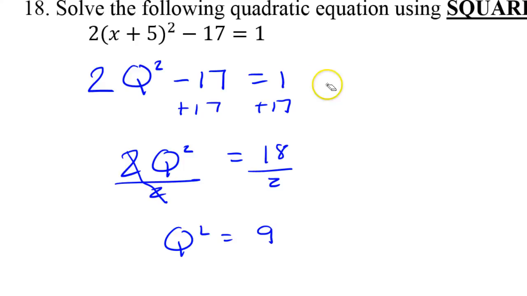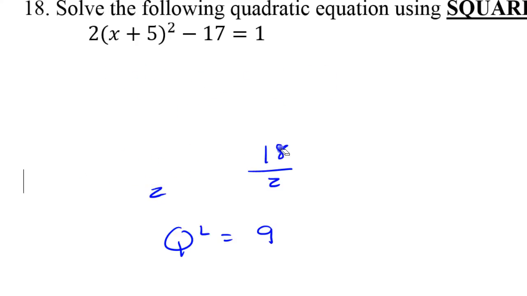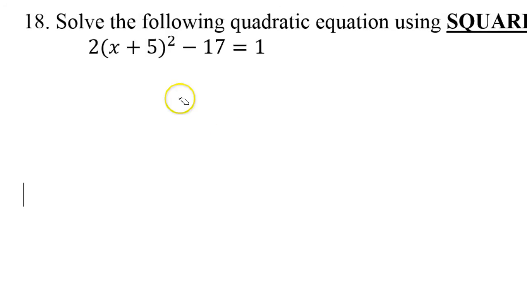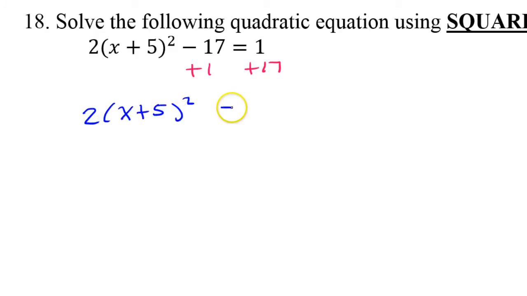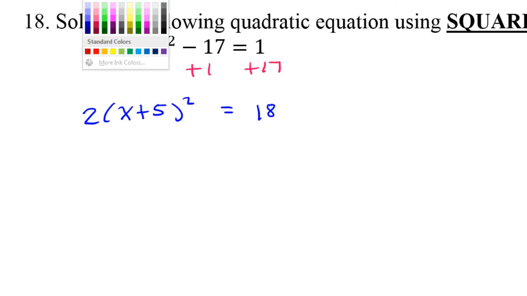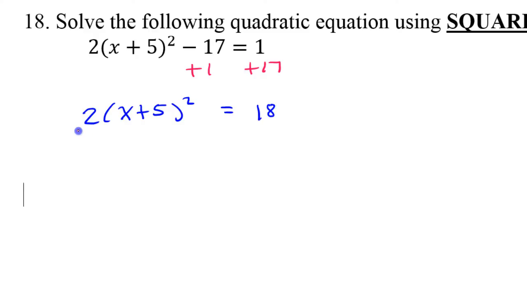We're going to do the same thing with this problem. Basically, treat the parentheses like it was a q. In that case, it will be easy to see that I will add 17 to both sides, as you just saw. That's going to give me 2 times x plus 5 squared is equal to 18. And no, I'm still not going to distribute. Instead, I will divide both sides by 2.